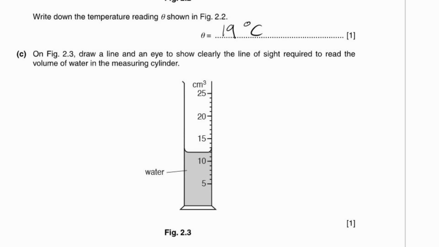Part C, on figure 2.3, draw a line and an eye to show clearly the line of sight required to read the volume of water in the measuring cylinder. So it's a question really about where you put your eye, and you want to put your eye at 90 degrees. There you go, beautiful. 90 degrees to the level of the water in the measuring cylinder. And make sure it's not at the top of the meniscus but flat with the level in the middle.